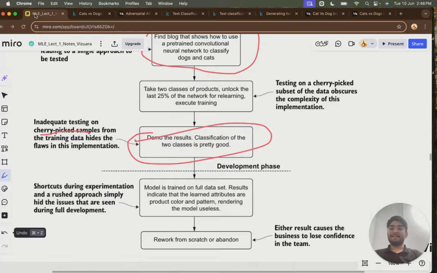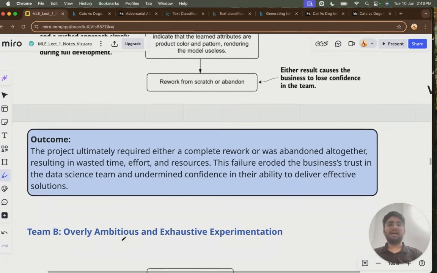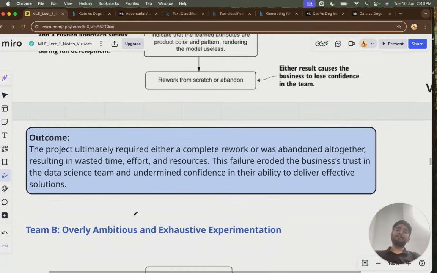So this again is an inadequate way of testing my model. I need to improve that. I need to handle these cases as well. And because of this, I'll have to rework again from scratch or I'll have to drop the project. Then my time and my efforts are wasted here. Either result causes the business to lose confidence in the team, or I'll have to rework again. What was the outcome? The outcome was you required either complete work to be done again or you just throw the project. This is not what we want. We want a proper project.